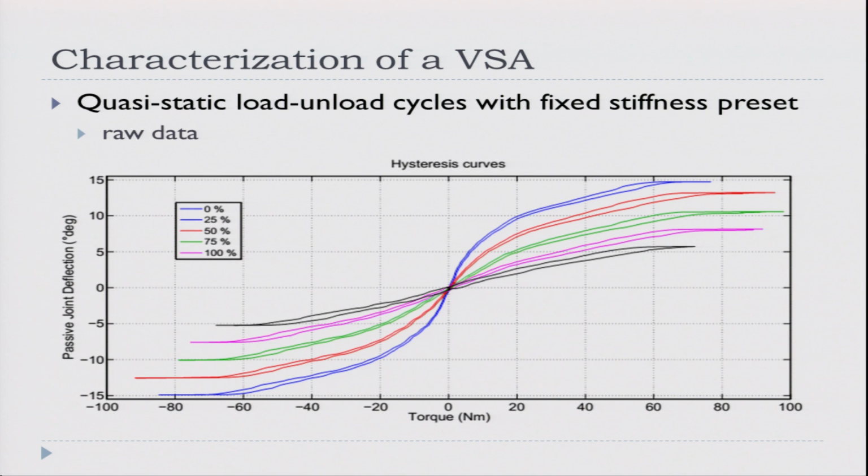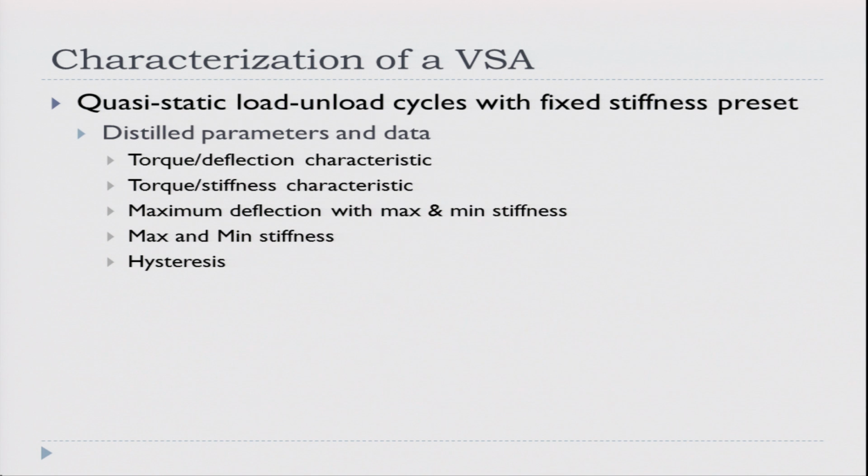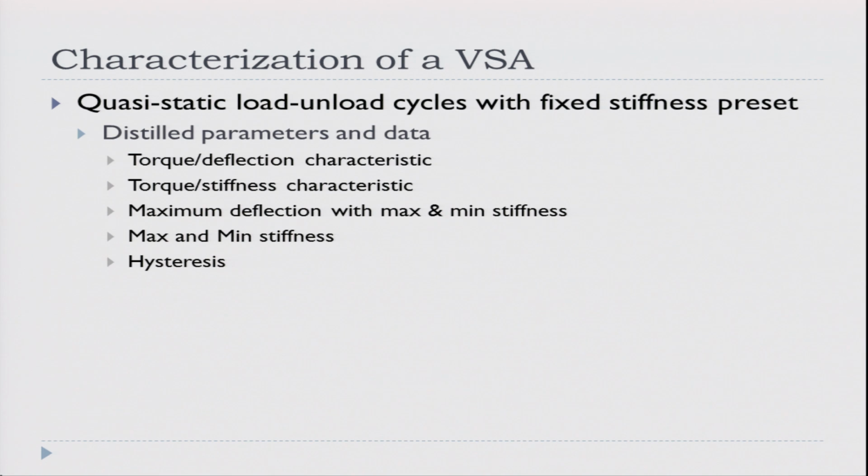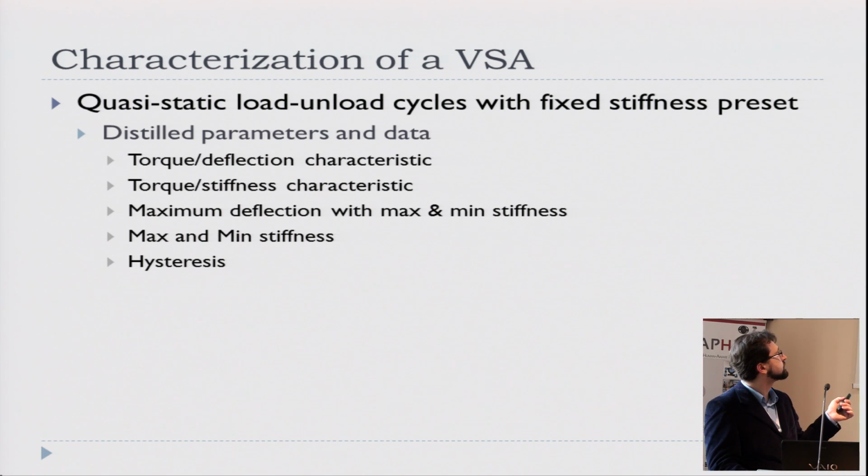And these curves give you, for example, the hysteresis already, but you can distill them to get nicer, smooth curves, which are the deflection torque curves, which you're going to differentiate to get the stiffness. So from those plots, you get the torque deflection characteristic and then the torque stiffness characteristic. And from these plots, you get the maximum deflection, the maximum and minimum stiffness, and the hysteresis I was saying before.